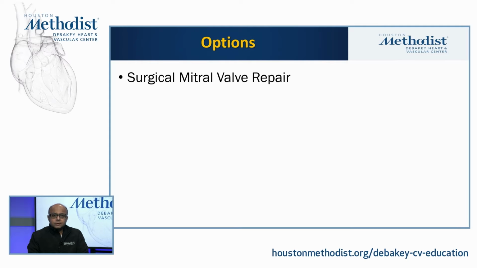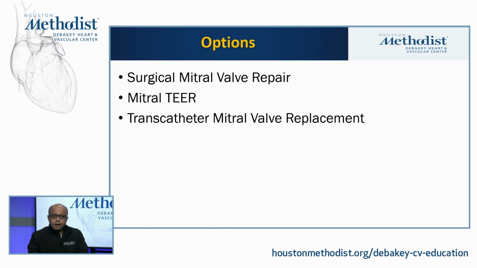So what are the options for this patient? Of course, surgical mitral repair, mitral edge-to-edge repair, transcatheter mitral valve replacement, and of course medical management. This patient was quite frail, weighing only 100 pounds, so the surgeon was worried about her rehab potential after open surgical repair, and her anatomy appears to be suitable for mitral transcatheter edge-to-edge repair with the current generation MitraClip devices.